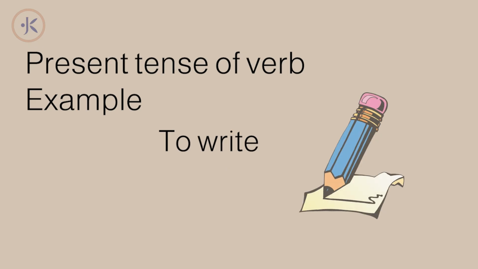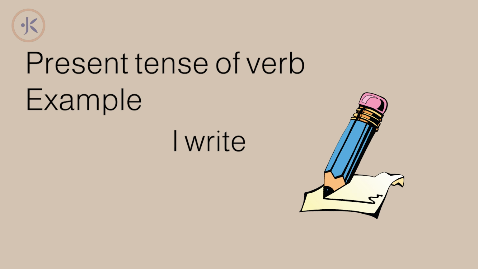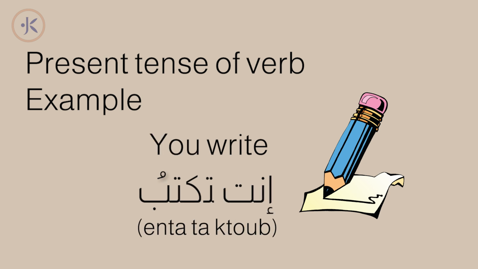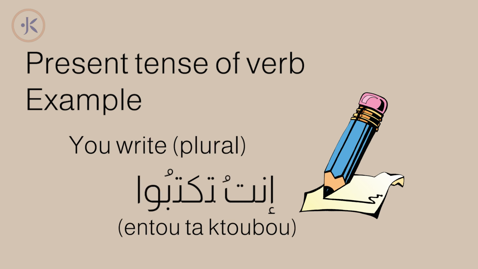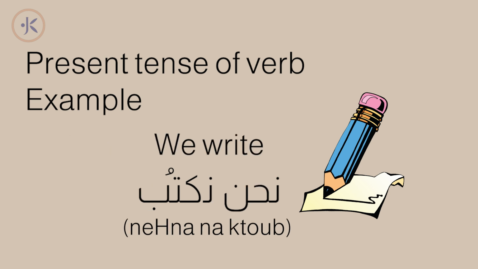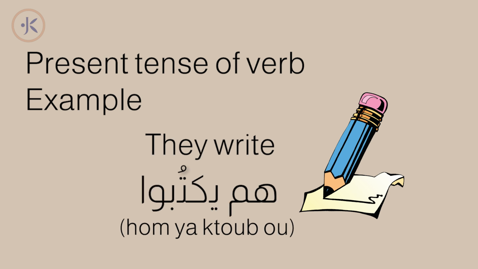What about to write? To write is كتب. Again, same thing. We remove the first A. The second will become OU. اكتب. How can I say I write? أنا أكتب. أنت تكتب. أنتِ تكتبي. أنتوا تكتبوا. نحن نكتب. هو يكتب. هي تكتب. هم يكتبوا. What I'm saying: I write, you write, you write, you write, we write, he writes, she writes, they write.